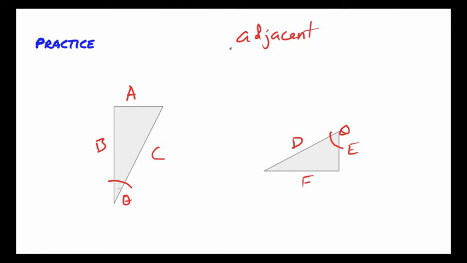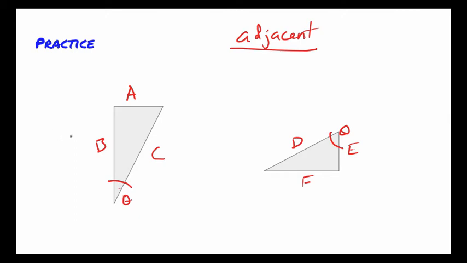Okay, so let's do a little practice just to see if you can pick out which side is opposite and which side is adjacent. Here are two triangles, and I've labeled the angle down here and over here on these two, the angle that we're looking at. I want you to pick which side on each triangle is the adjacent side. So tell me over here A, B, or C, over here D, E, or F, which of those three legs is the one that's adjacent to the angle.